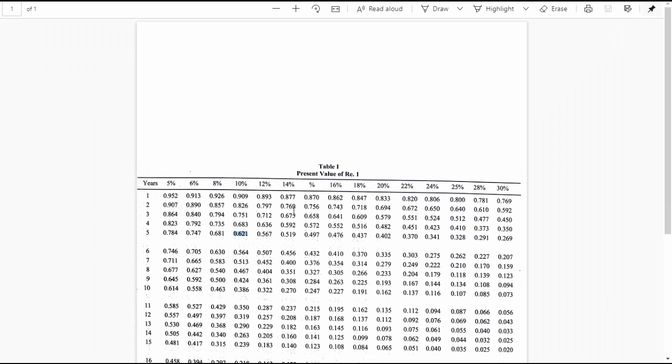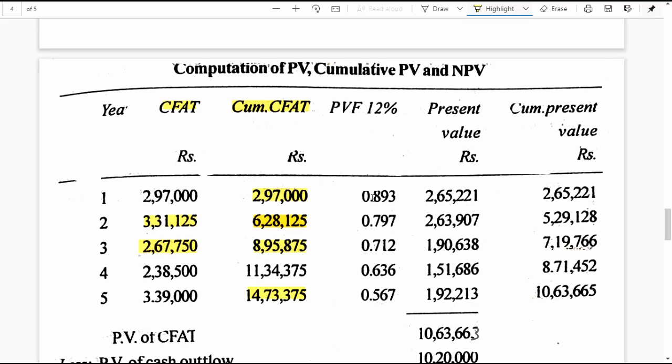Now to calculate the discounted payback period, let us go for finding out the PVIF factors at 12%. Look at the PVIF table at 12%. For first year it gives us 0.893, for second year it gives us 0.797, third year 0.712, fourth year 0.636 and the fifth year 0.567. Those PVIF values are presented here in this column.